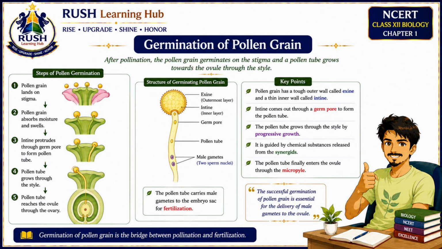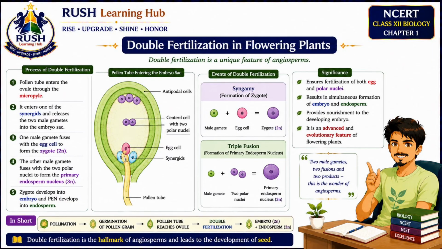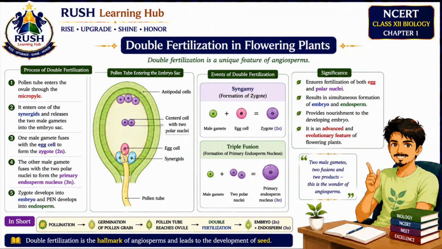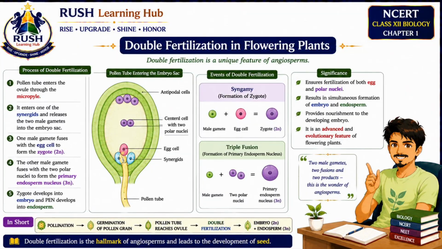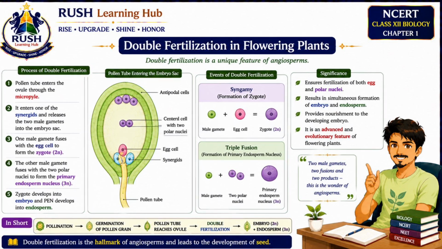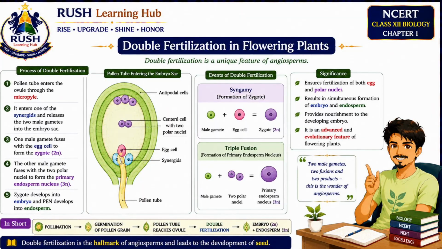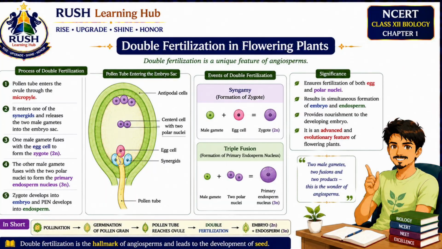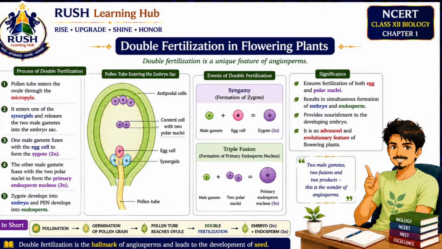to the female gametophyte. Double fertilization is a unique and characteristic feature of flowering plants, or angiosperms. After the pollen tube enters the ovule through the micropyle, it reaches one of the synergid cells and releases two male gametes into the embryo sac. The first male gamete fuses with the egg cell to form a diploid zygote. This process is known as syngamy. The zygote later develops into the embryo.